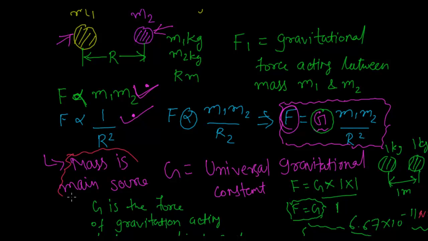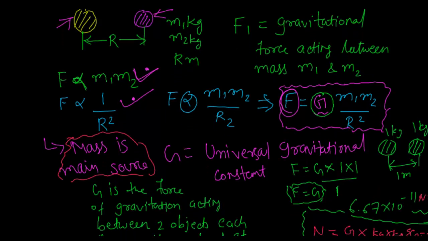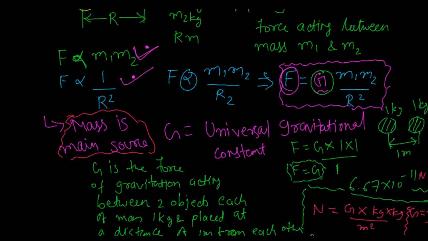Mass is the main source of gravitation. So if you have a question on the paper asking what is the reason behind the force of gravitation, then the answer would be the mass of the object, because mass is something that creates the force of attraction, the gravitational force. And then we derived the unit for G, and its value is 6.67 into 10 raised to minus 11.